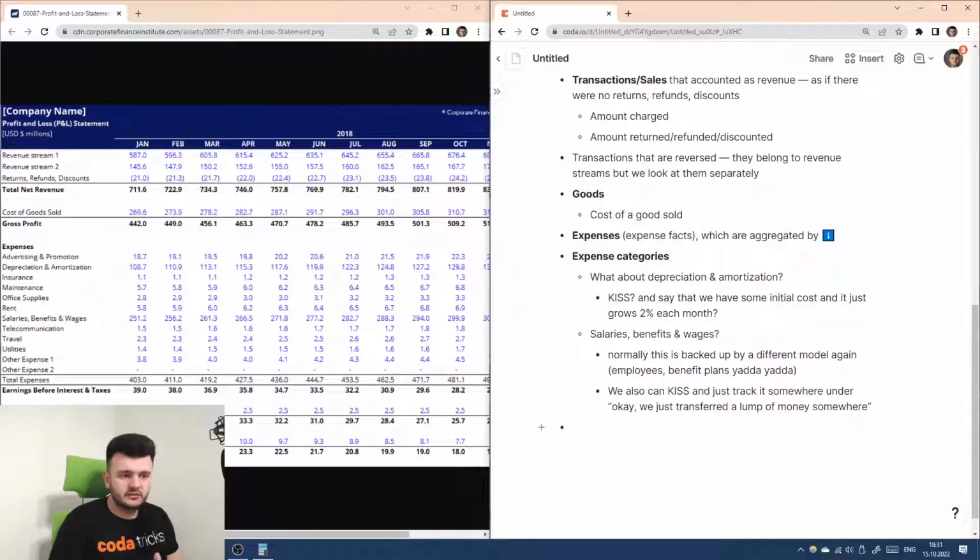Anyway, these are two outstanding things that caught my eye. Salaries, benefits, and utilities are also growing. So I guess they just projected some initial numbers for the sake of this example. But normally these two things are backed by some different data. We will find a way to make it a little bit simpler.